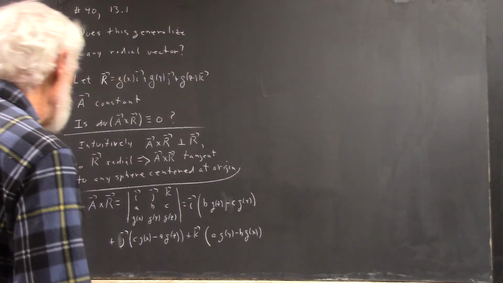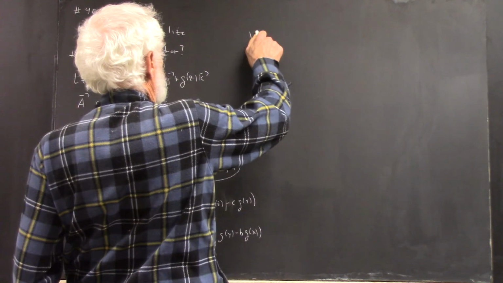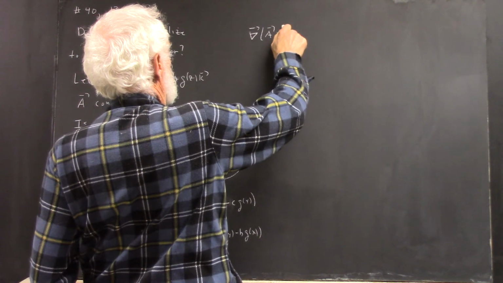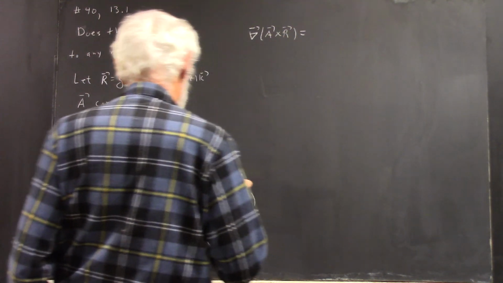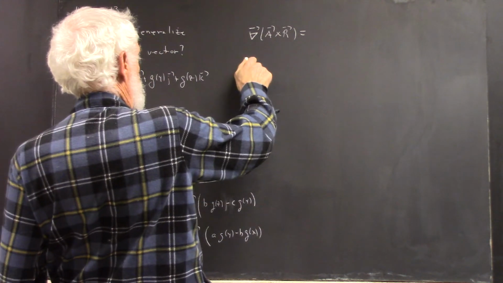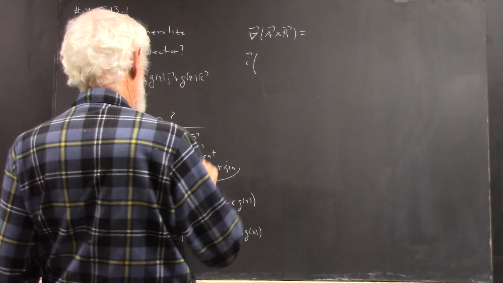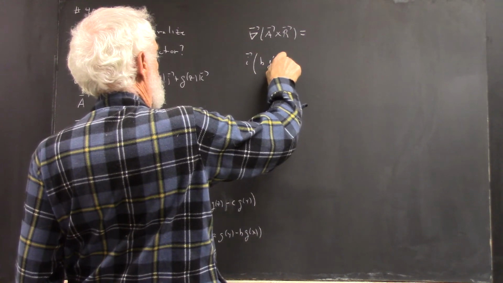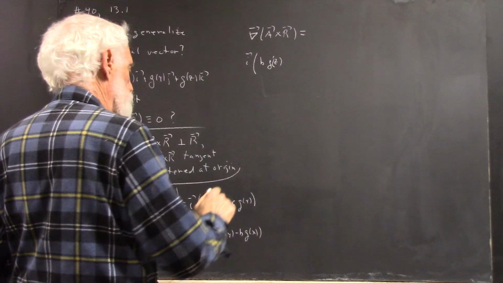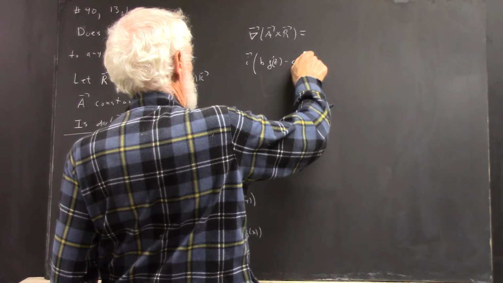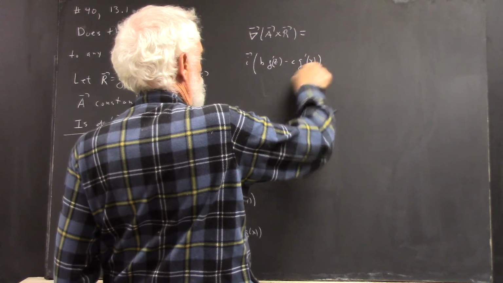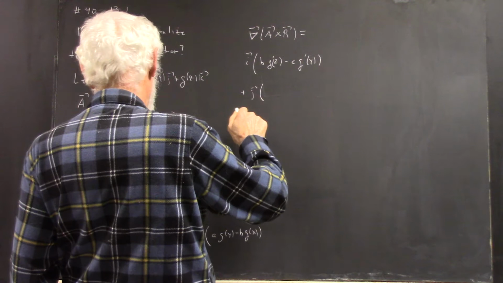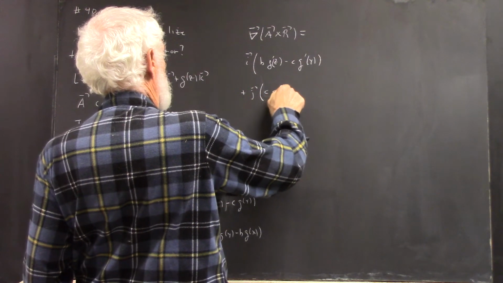So the gradient, just write it up here, very straightforward. The gradient of A cross R is what? It's i times b g prime of z minus c g prime of y, plus j times c g prime of x.